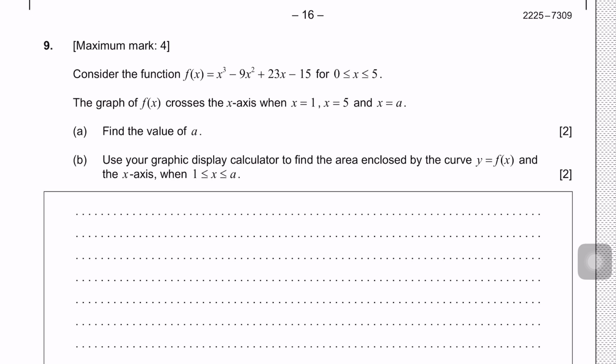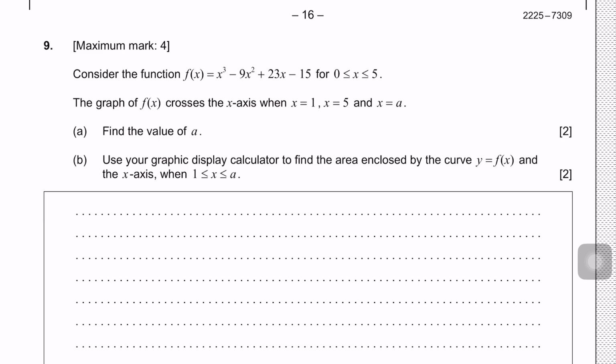Number 9 looks like another kind of algebra question. Let's check it out. So 4-mark question, seems like a short question. Consider the function f of x equals x cubed minus 9x squared plus 23x minus 15 for x greater than or equal to 0 and less than or equal to 5. The graph of f of x crosses the x-axis when x is equal to 1, x is equal to 5, and x is equal to a. Find the value of a.